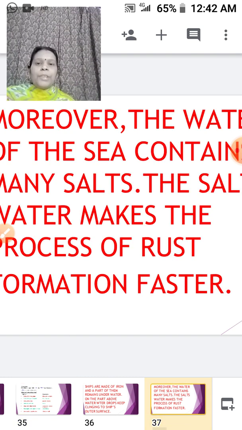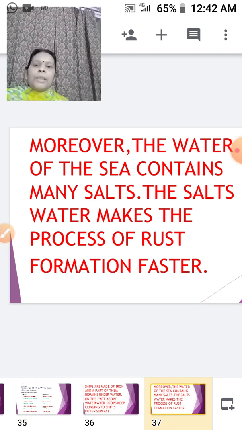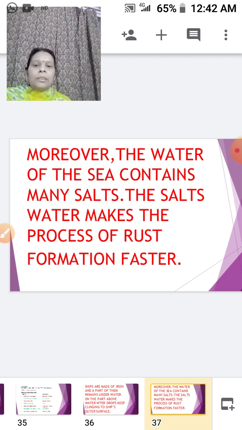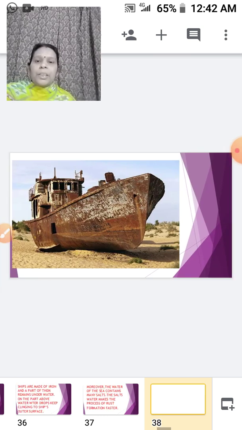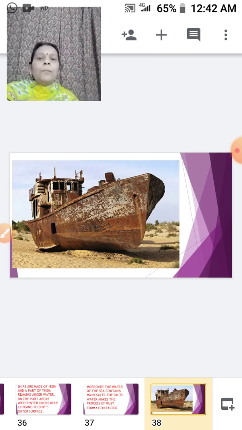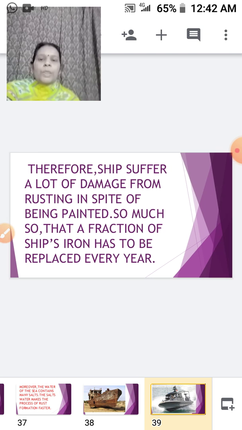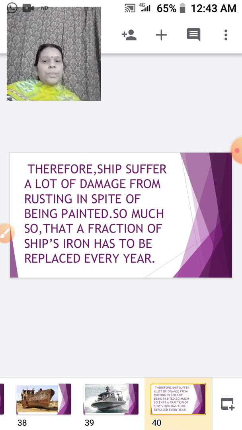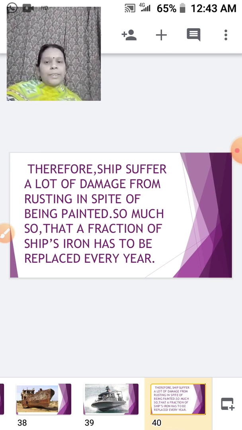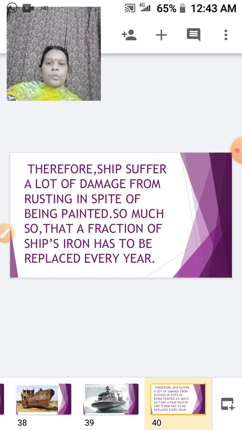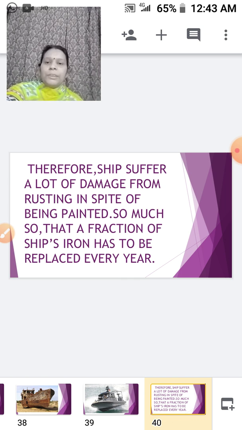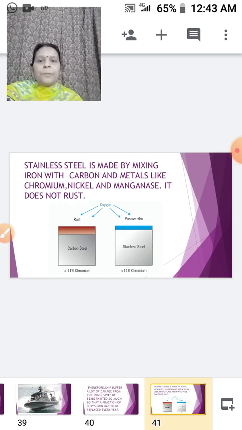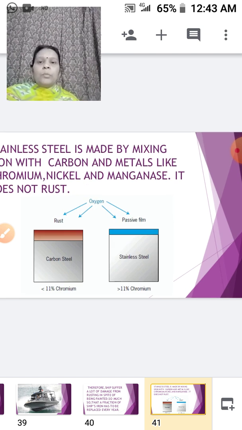So when we are talking of the ship, here, as I said, in the sea, the content of salt is quite high, so the ships get corroded very fast in the sea. Therefore ships suffer a lot of damage from rusting in spite of being painted. So much of the fraction of the ships, the iron, has to be replaced every year, and a lot of money is wasted in that. As we were talking of the alloy, what is an alloy?